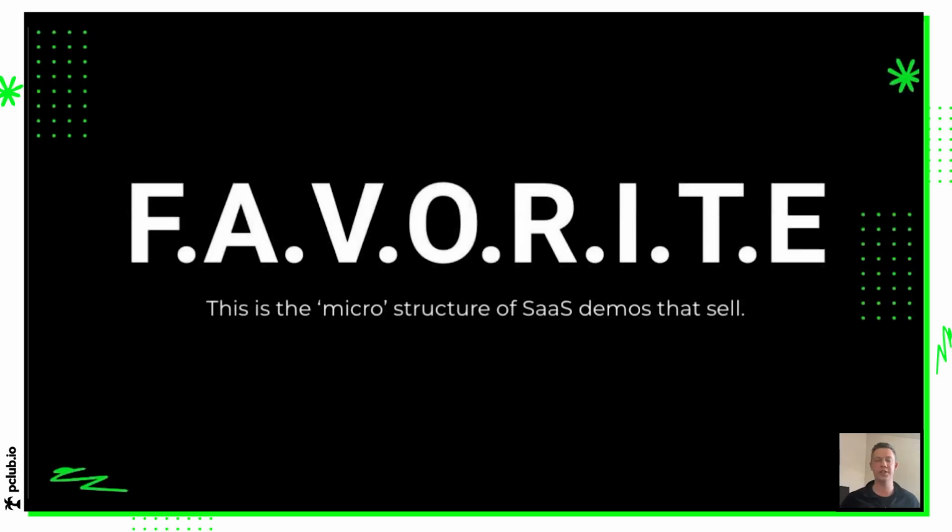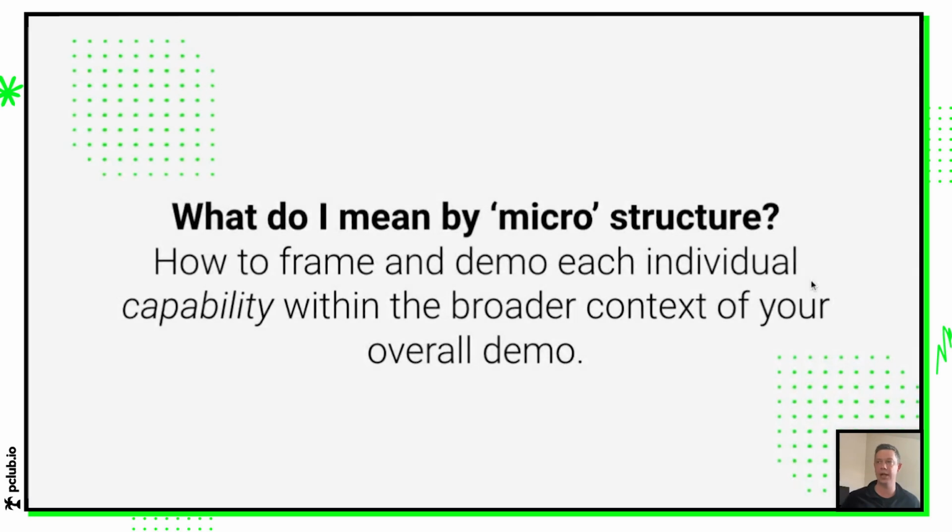So here's how it works. This is called the favorite demo technique. This is the microstructure of SaaS demos that sell. When I say microstructure, what I mean by that is this isn't how you structure the entirety of a demo call, right? This isn't the phases of a demo call. This is how you demo one single capability.